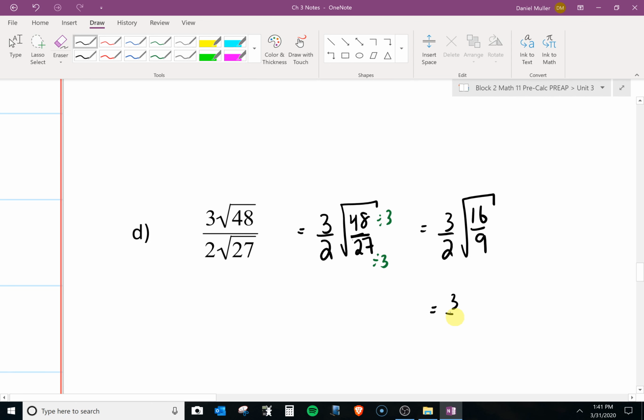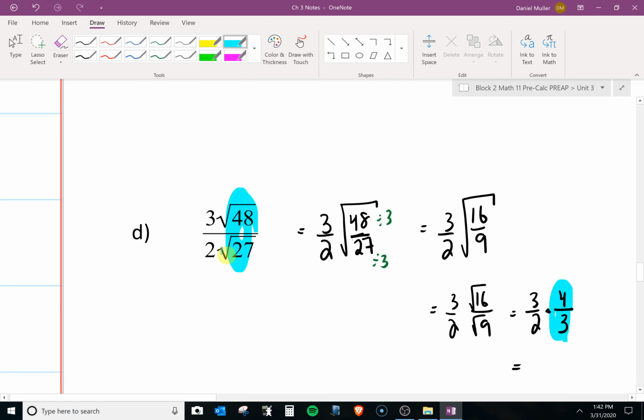So I can change the rule back to, well, let's split them up. And if I split them up, I've got the 3 over 2, split up to square root of 16, then that's just 4. Square root of 9, well, that's just 3. And now I've got the 3 over 2 that I've had all along and 4 over 3.